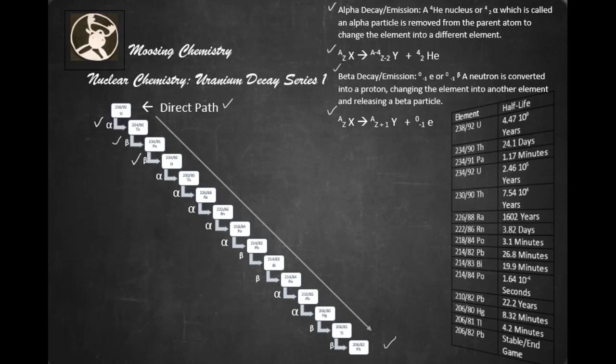Uranium-234 undergoes alpha decay and loses 2 protons and becomes thorium. Thorium undergoes alpha decay and also loses 2 protons to become radium. Radium undergoes alpha decay and loses 2 protons to become radon. Radon also undergoes alpha decay and becomes polonium-218. Polonium-218 undergoes alpha decay and becomes lead-214.